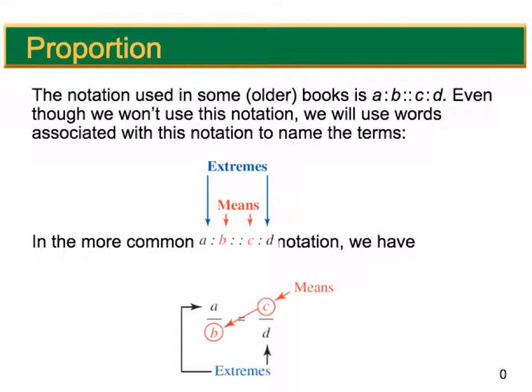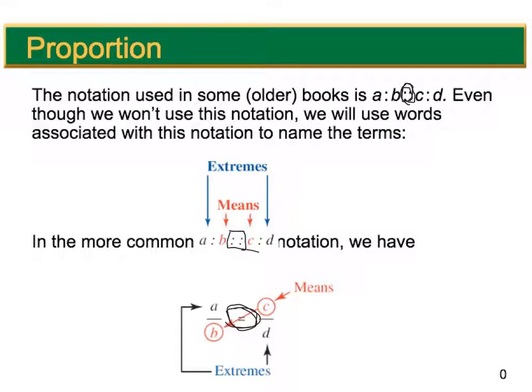The notation used in some older books is A to B, and then this notation here shows that it is a proportion. You will probably not see that anymore, and you certainly won't see that in this book. You will probably see it look maybe like this, or you might just see it as two fractions with an equal sign between them. That's probably what you're going to see.